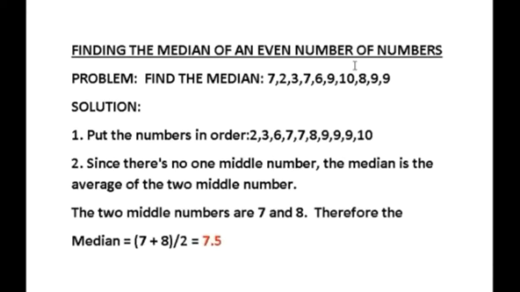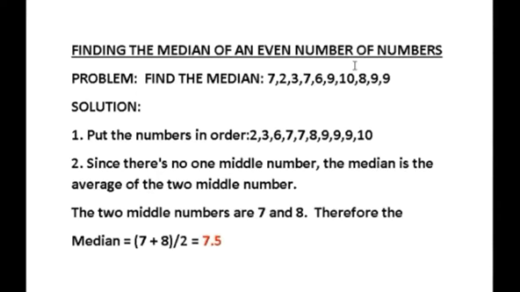Now, let's see how well you've done. First of all, you should have put the numbers in order. If you put the numbers in order, we will have 2, 3, 6, 7, 7, 8, 9, 9, 9, 10. If you look at these numbers, you will see that you have an even number of numbers. Therefore, you will not have a middle number.